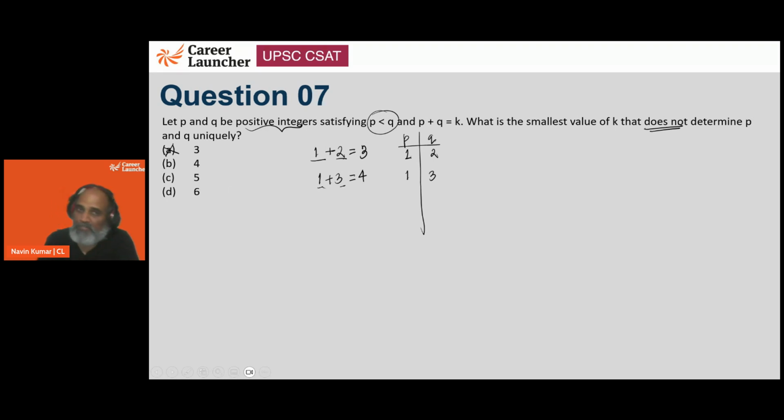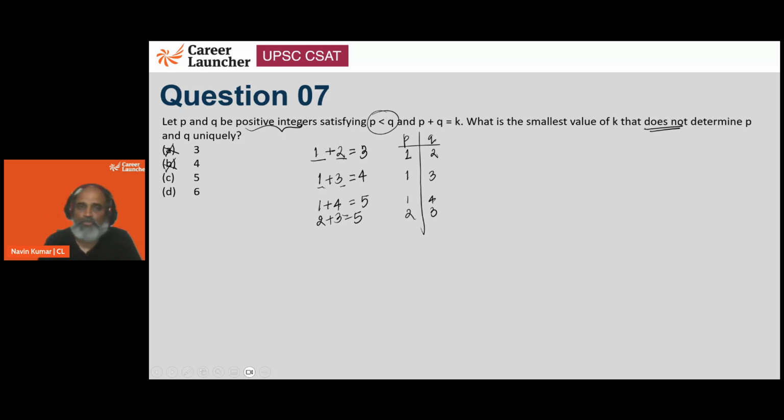Question is asking us we should not. So 4 is again not our answer. If you look at 5, 5 can be written as 1 plus 4 as well as 2 plus 3. So if I say that K is 5, which has to be written as sum of two numbers where one number is less than the other, what is that number?